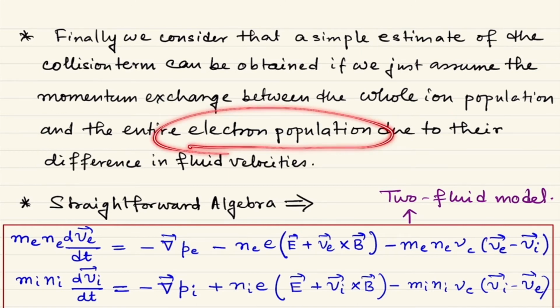And since the electrons are lighter in nature, when they encounter the ions... Once again, this is a very simplistic picture. It is not really particle to particle collisions, but the global collision effect is that the total electrons are making a fluid, the ions are making a fluid, and one is coming across the other. The ions have almost the same number density as electrons, at least nearly the same, not necessarily exactly the same. But ions are heavier, so electrons are colliding with the ions and they are losing momentum.